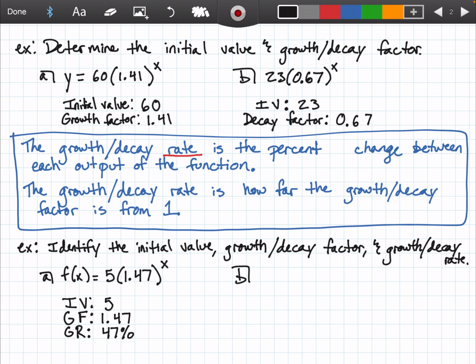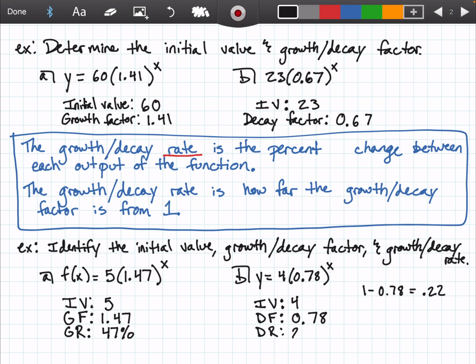Okay, I could also have something like y equals 4 times 0.78 to the x, where my initial value is the 4. This time it's decay because it's less than 1, so my decay factor is 0.78. Well, my decay rate, how far is that away from 1? Well, I can just do 1 minus that. And we get 0.22, which means the decay rate is 22%.